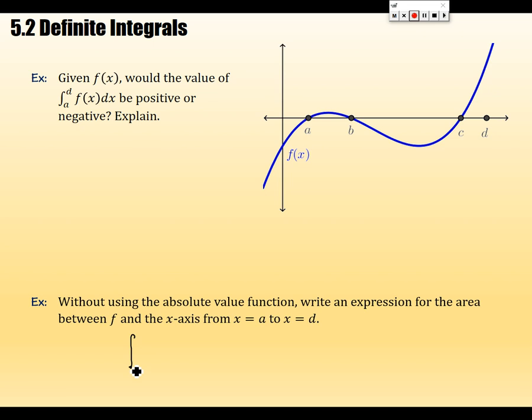It would be the area of the curve from A to B, which we can just write as this. Minus B to C. And then plus C to D. So minus the middle part. But notice what a critical role the zeros of the function play in writing this expression.